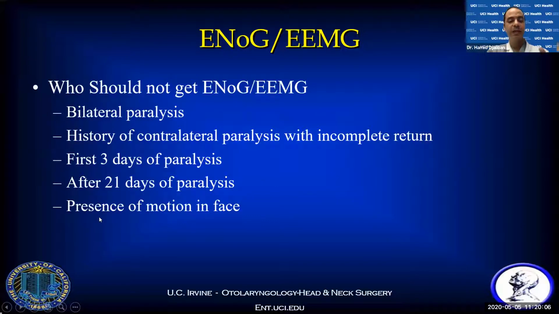Now, of course, if somebody has motion already in the face, there's no point in getting an evoked EMG. Their brain's already doing the evoking, and the EMG you can see by the movement of the face. So there's no point in doing testing when the nerve is intact.